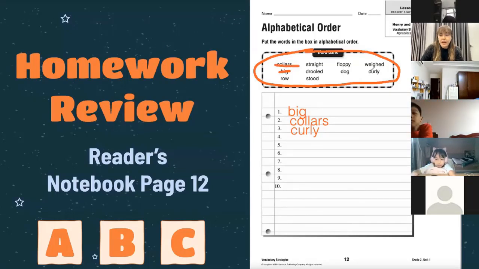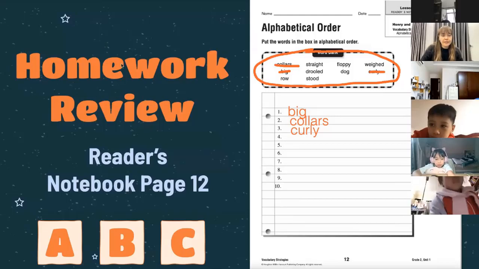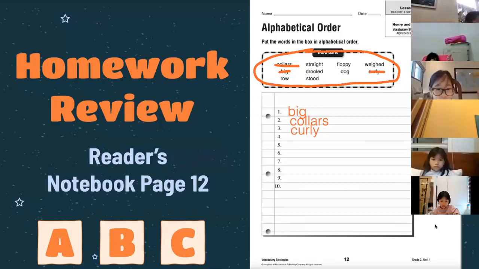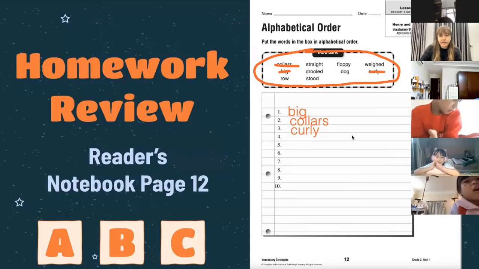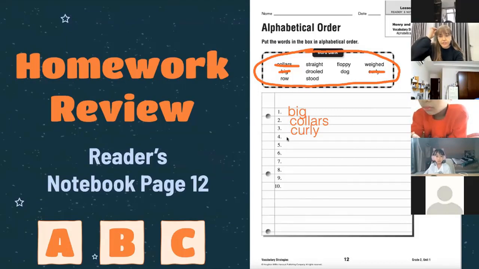All right. So now we are going to continue on with our alphabet, and we are going to search and try to find a D. We're going to try to find a D. Can I have Mingha? Can you find our next word in our ABC order? Which one goes after curly? So we have drooled and dog.